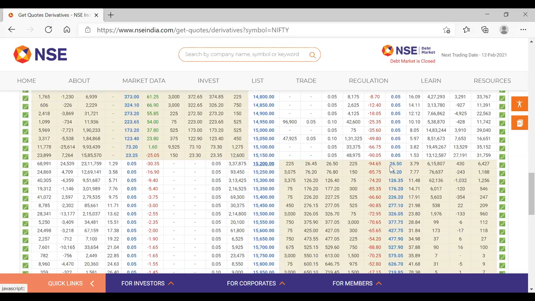So what would I do? The total number traded of put contracts is this, and these are the total contracts on the call side. So the 15,200 PCR would be these 66,427 contracts divided by 68,991. So whatever it is, that is the PCR.